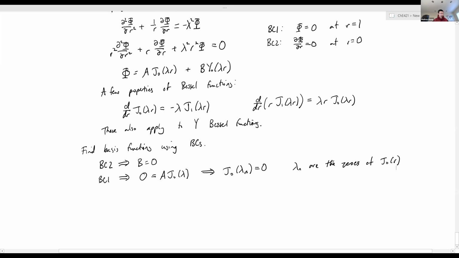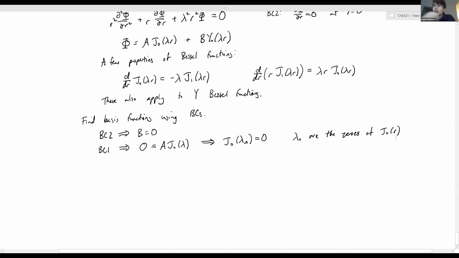Okay, so lambda n are the zeros of J0. Hey, Mitchell. Yeah. Is that lambda sub n or lambda times n? Lambda sub n. Okay, got it. Thank you. Just like before, where we had lambda sub n is equal to n pi, there are certain values. These are called the eigenvalues again. There are certain values of lambda that actually solve this equation.